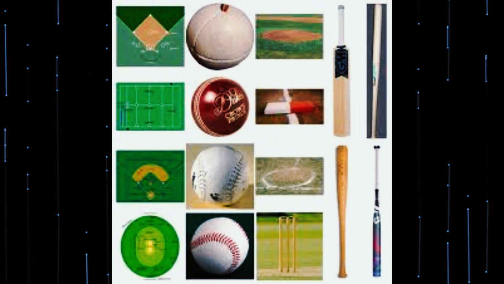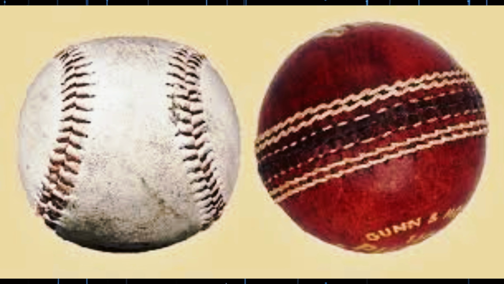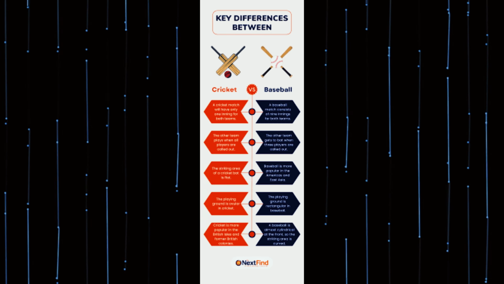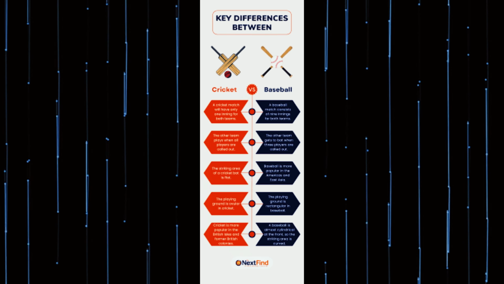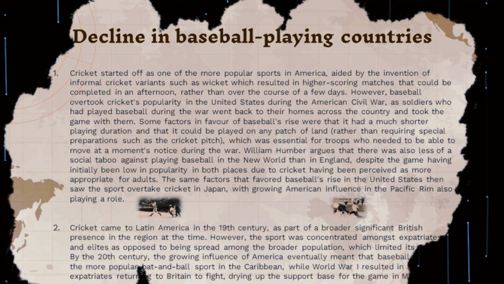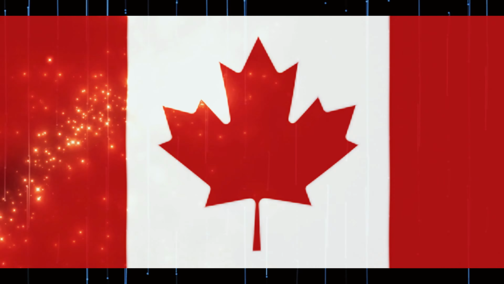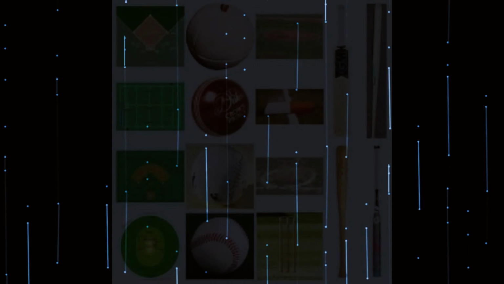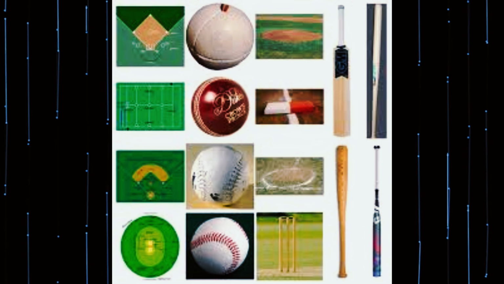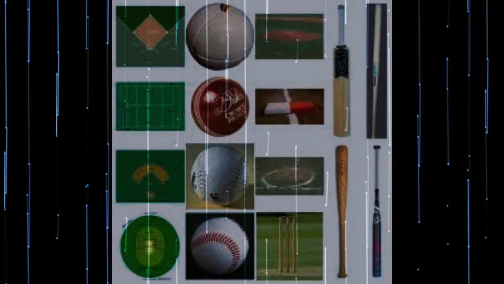Rise and fall of cricket and baseball, a cultural and historical perspective. Cricket once held a strong presence in America, fueled by informal variants like wicket, which allowed for higher scoring matches within an afternoon. Yet the American Civil War proved pivotal. Soldiers acquainted with baseball during wartime brought it home. Baseball's shorter duration and adaptability to any terrain, unlike cricket's formal pitches, made it practical for mobile troops.